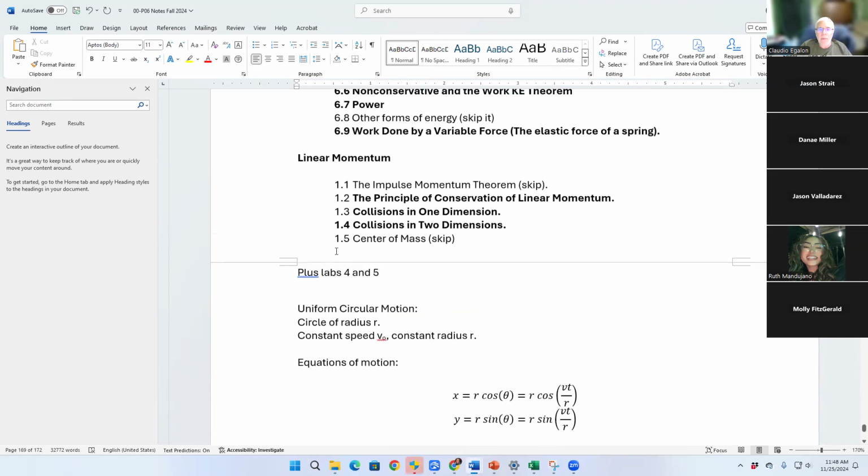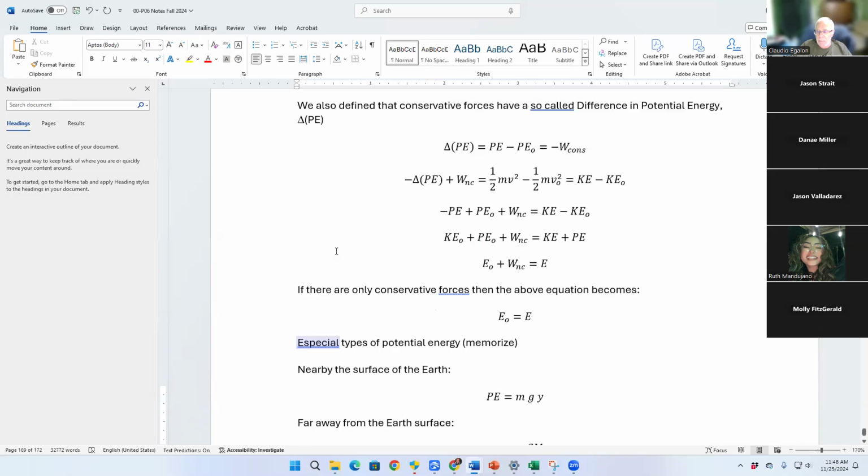And then we have momentum. Linear momentum.